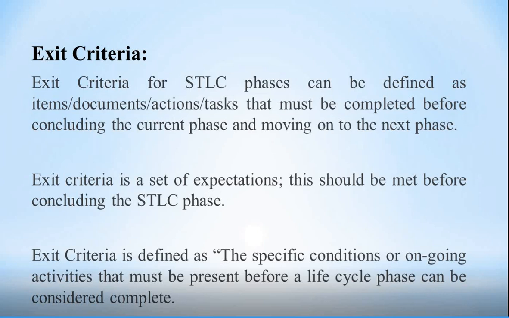Then the next point is when to start and stop the software testing, that is entry criteria and exit criteria. What is entry criteria? Entry criteria is nothing but the specific condition to start our software testing lifecycle phase, which means when to start our software testing. Then exit criteria, these are specific conditions or ongoing activities that must be present before a lifecycle phase can be considered completed, or a specific condition to stop or end our software testing lifecycle phase and to start the next phase of the software testing lifecycle.